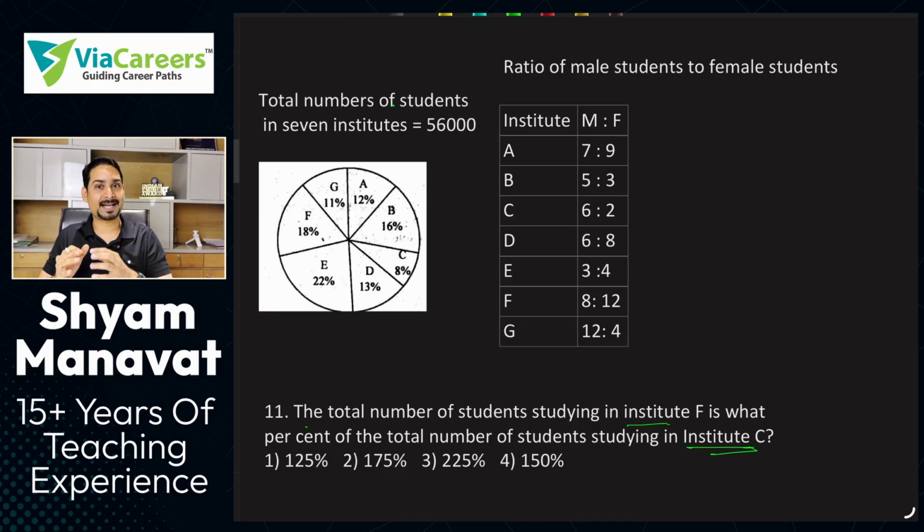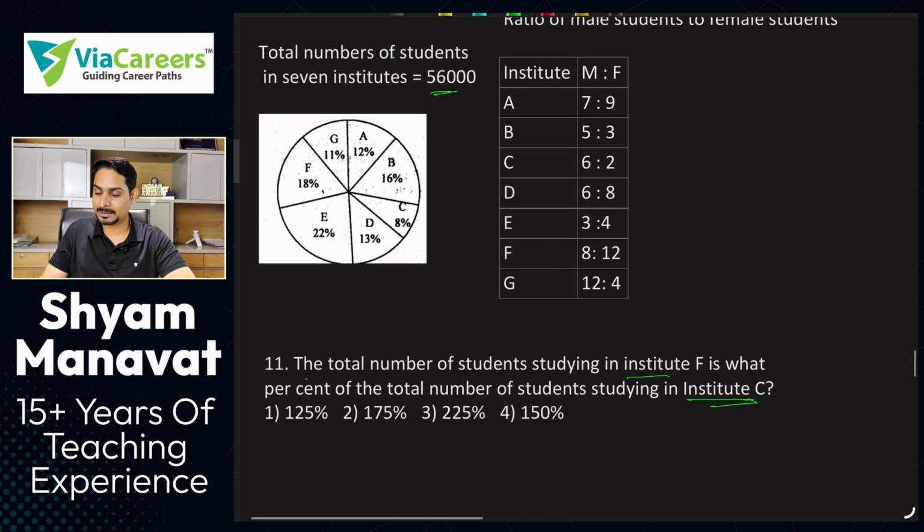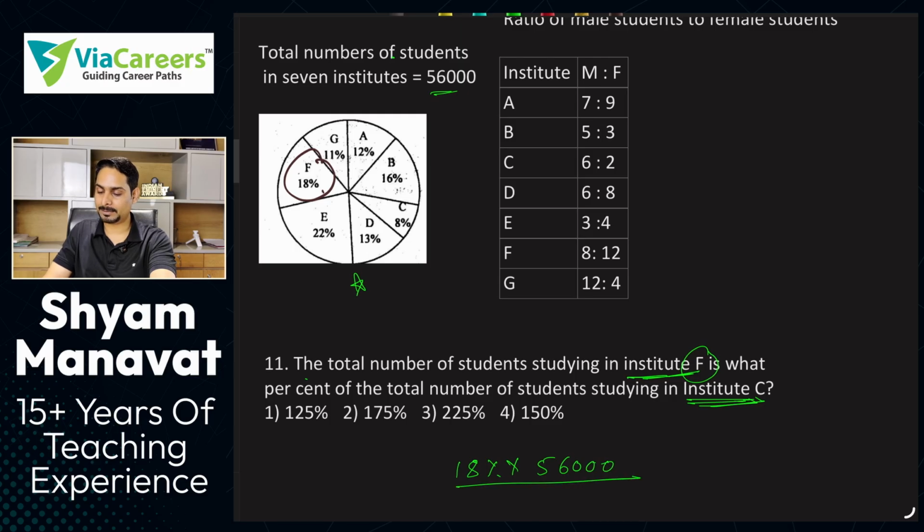Again, you can pause the video and try attempting the question by yourself. Question is, यहाँ पे दिया है total 56,000. We need to see students studying in Institute F is what percent of the students studying in Institute C. So there is no question on number of male and female. इसका मतलब हमें सिर्फ और सिर्फ first diagram pie chart पे ही focus करना है, right. So students studying in Institute F are what, 18%. So this is 18% here. 18% of 56,000 is what percent of total number of students from Institute C?